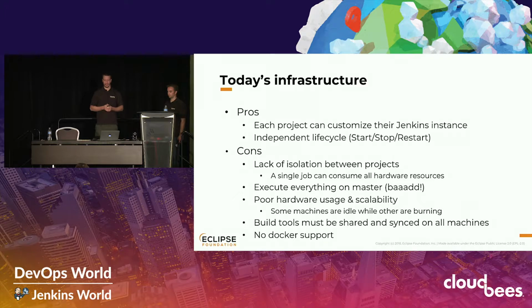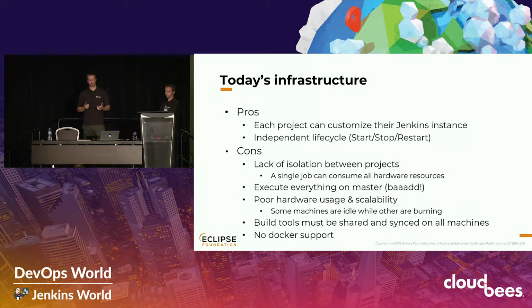And there are lots of things that need improvement and that are not perfect in the current setup. For example, the isolation between the projects. One single job from one project can consume all the resources, all the CPU, and affect other projects. And so we got some complaints every once in a while that the builds are slow and take 4 hours, and some timeouts are reached, and so on.